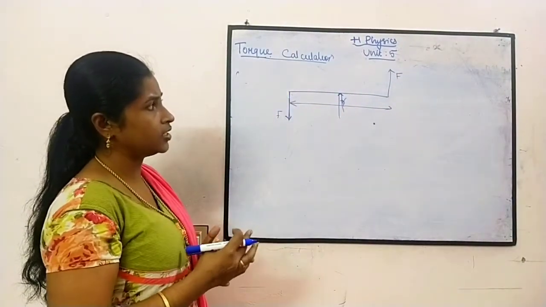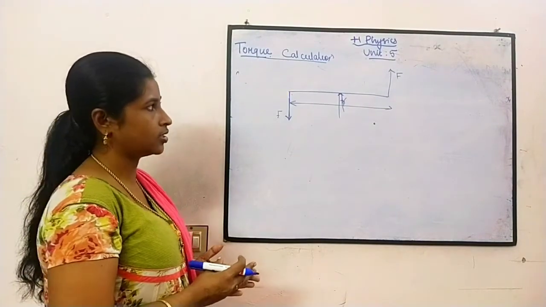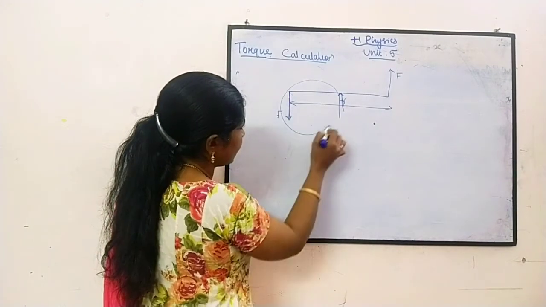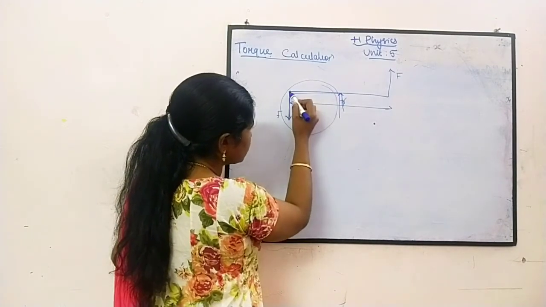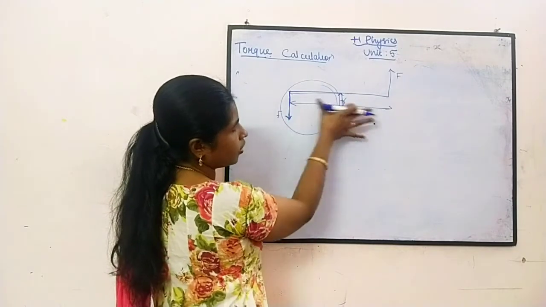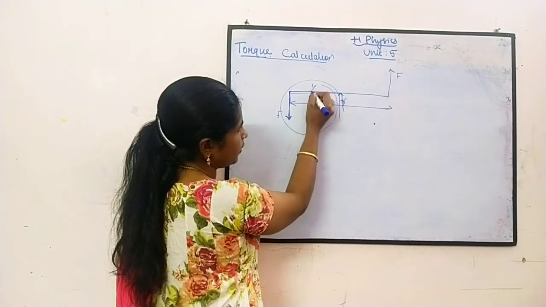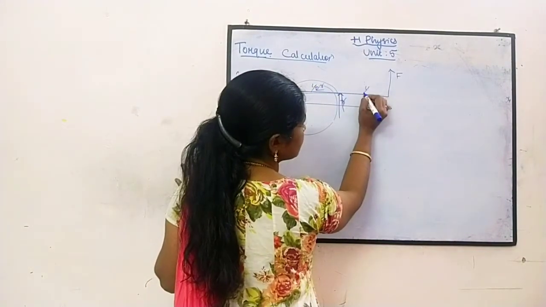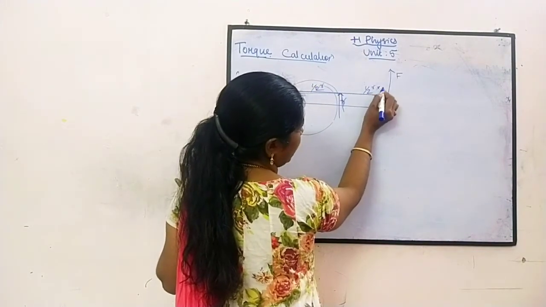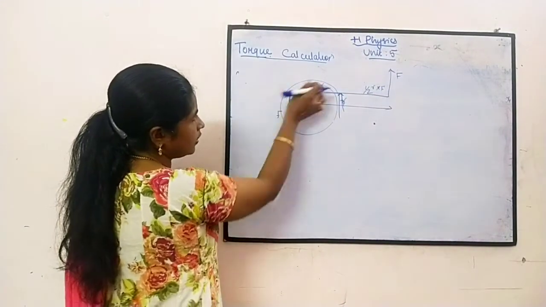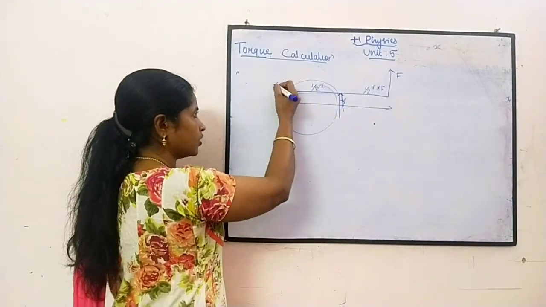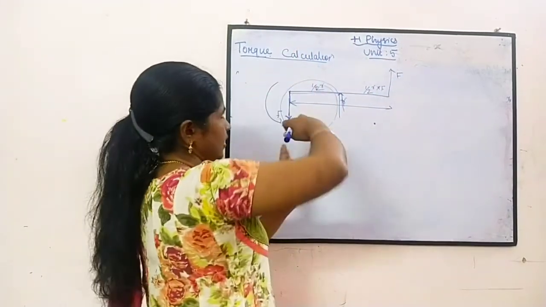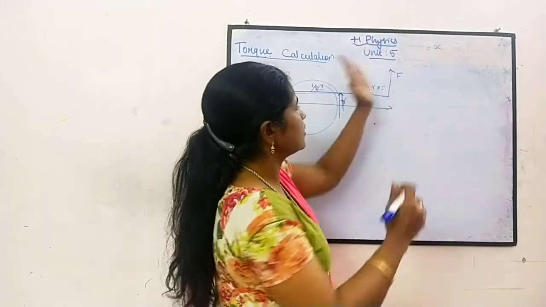So how does this rotation happen? What is the reason for this? The reason for the rotation is this distance into this force. If the whole distance is r, this distance will be half r. So for this rotation, the reason is this distance into this force. In this direction it is rotating, and similarly this is rotating in this direction.